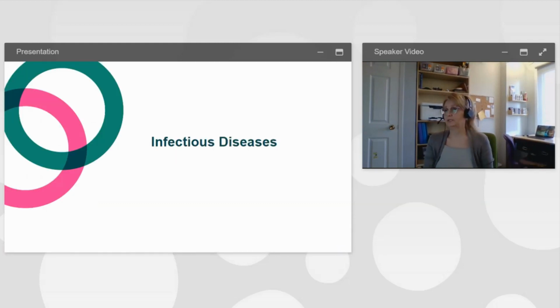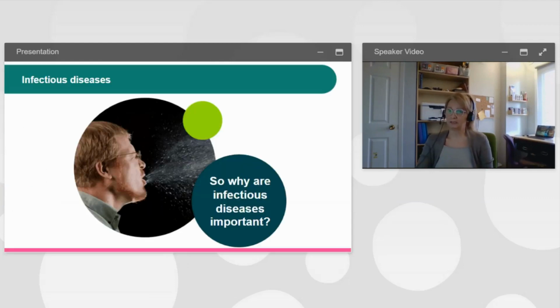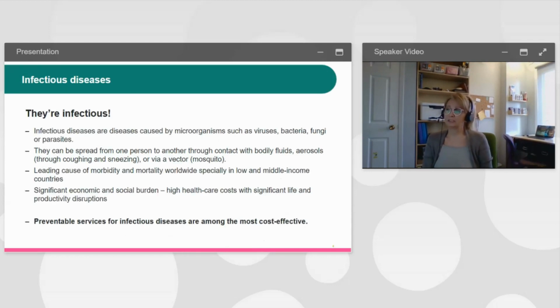So let's start with infectious diseases. What are infectious diseases and why are they in general so important? Infectious diseases are diseases caused by microorganisms such as viruses, bacteria, fungi, or parasites. They are very infectious and they can spread from one person to another through close contact mainly. Those contacts can be either contacts with bodily fluids, aerosol contacts that spread through coughing or sneezing, or they can also be contacts that are spread via a vector, like for example, a mosquito.